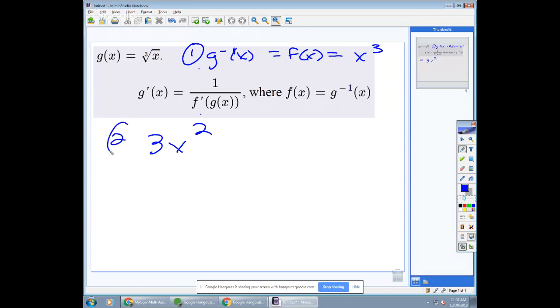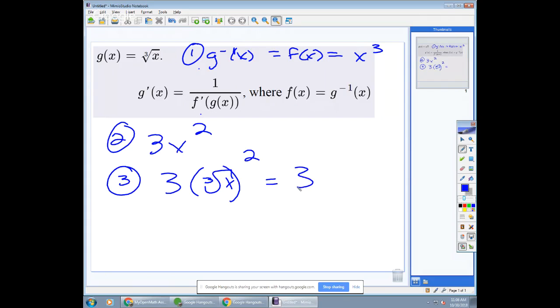Step 2 is to take the derivative of that function. Step 3 is to plug g into it. So we want to know what happens if we replace that x with g of x. What's g of x here? Cube root of x. Now we can clean this up a little bit. What's another way to write cube root? X to the 1/3, right?